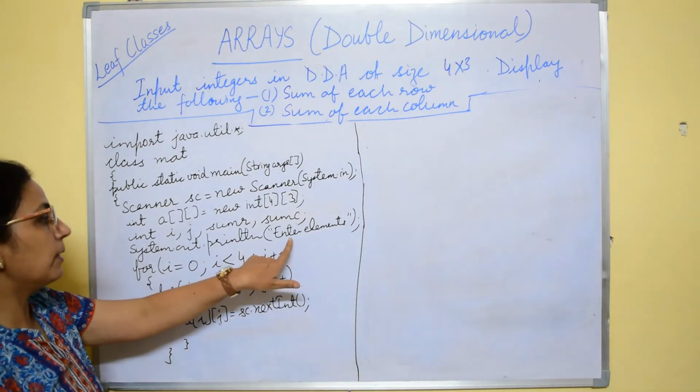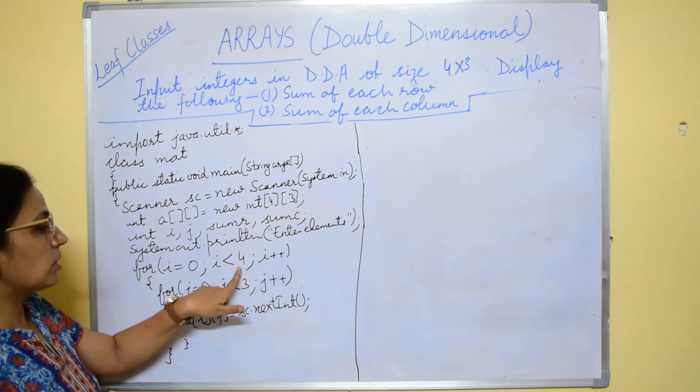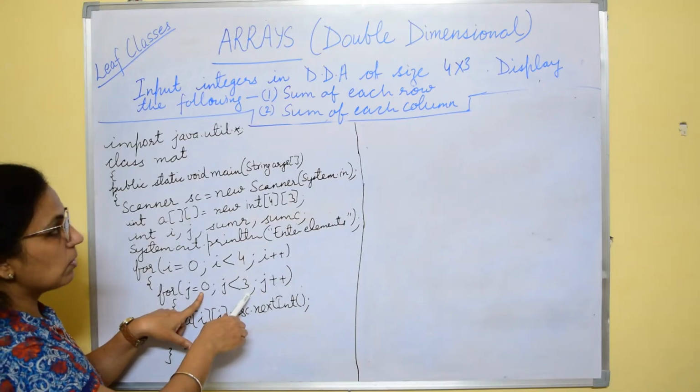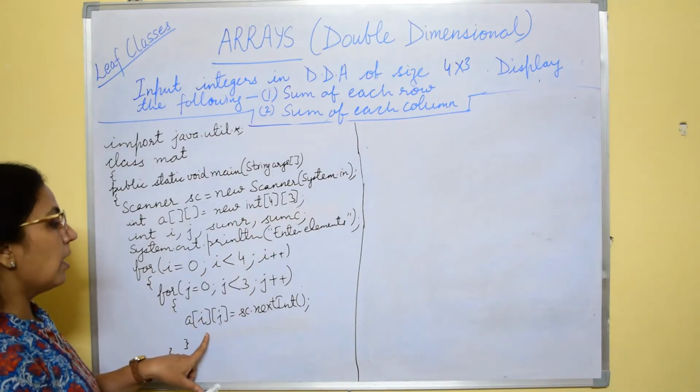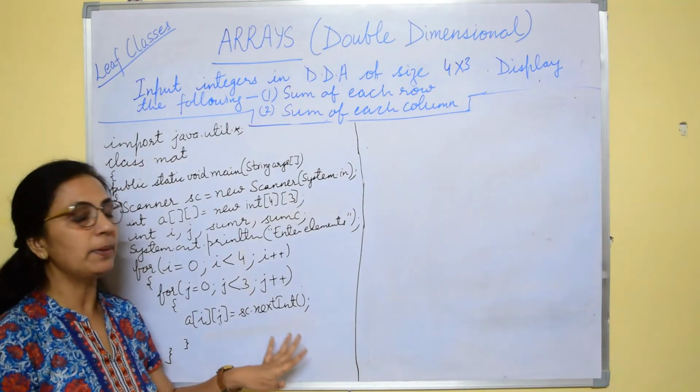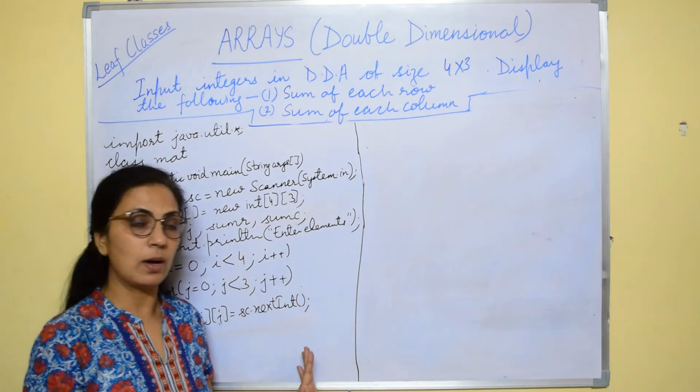Then you will input the elements. For i equals to 0, i less than 4, 4 rows. j equals to 0, j less than 3, 3 columns. a[i][j] equals to sc.nextInt(). I hope the input part is clear to everyone now.